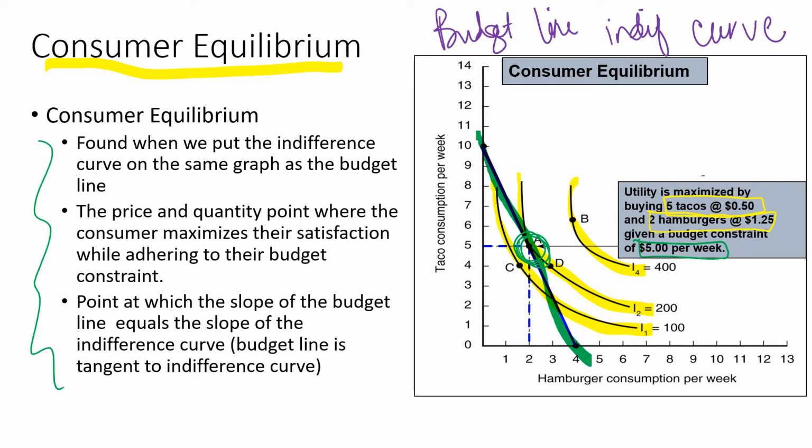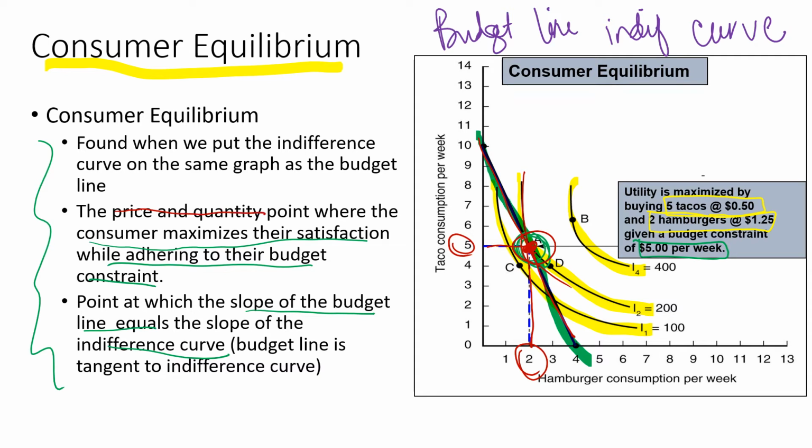So we have multiple definitions of the consumer equilibrium over here. It is the point where the consumer maximizes their satisfaction while adhering to the budget constraint, and it's the point at which the slope of the budget line equals the slope of the indifference curve. That's happening right here, where the budget line is running tangent to one of the indifference curves, or a point on one of the indifference curves. So where those meet up, that is at the combination of 2 hamburgers and 5 tacos.